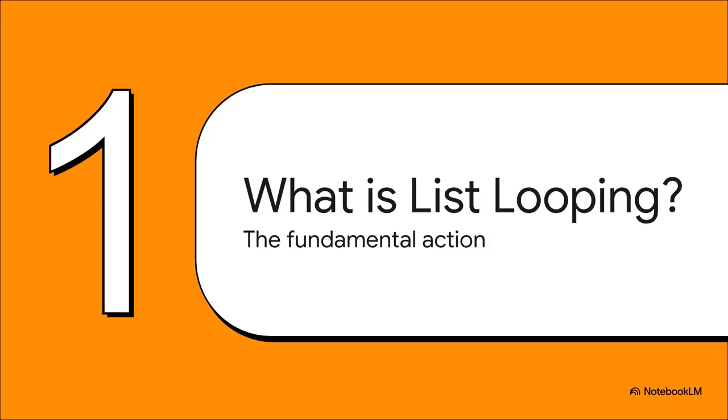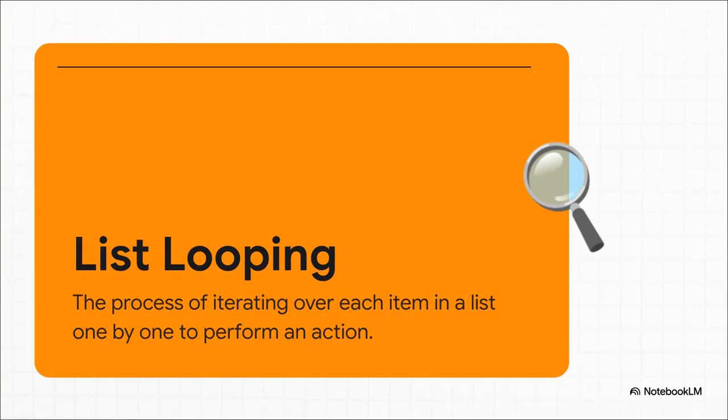First up, what even is list looping? Well, when you get right down to it, it's one of the most basic, fundamental things you'll ever do when you're working with a collection of data. It's really just the process of going through every single item in your list, one after the other, so you can do something with it. You might be printing it, you might be changing it, maybe you're just checking its value. Whatever you're doing, you're looping. So let's check out the best ways to do it.